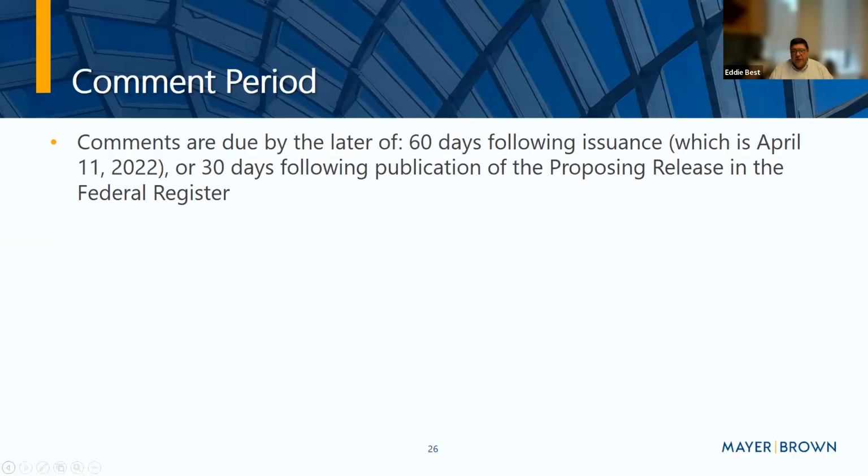So as we mentioned, the proposal was put out last month, and in the proposal, it said that comments are due by the later of 16 days following issuance, which is April 11th, or 30 days following publication. Under the Administrative Procedures Act, before adopting final rules, a government agency, for example, the SEC, is required to publish proposed rules and solicit comments. While the APA generally requires a minimum comment period of 30 days, the SEC typically leaves comment periods open for a much longer period of time.